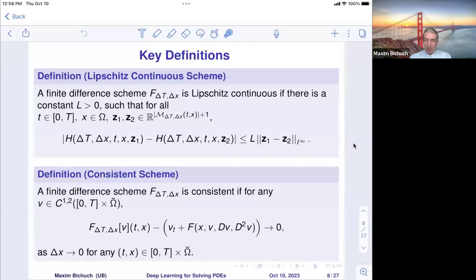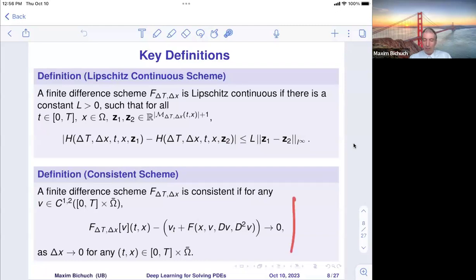Again, we'll want the Lipschitz condition to hold in anything that involves the function u, so u and its derivatives together. One more, or a couple more, definitions.